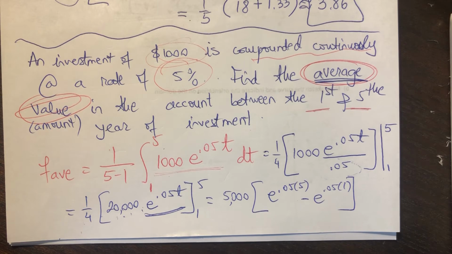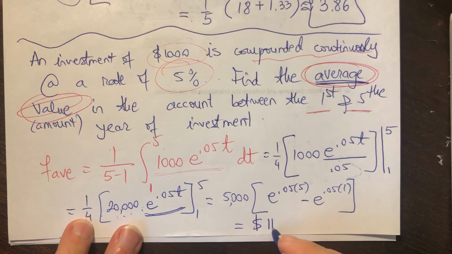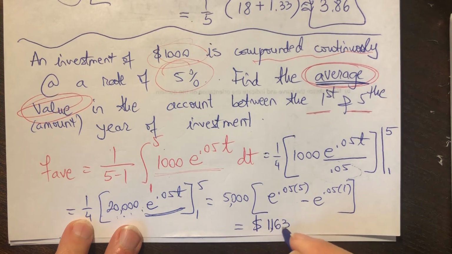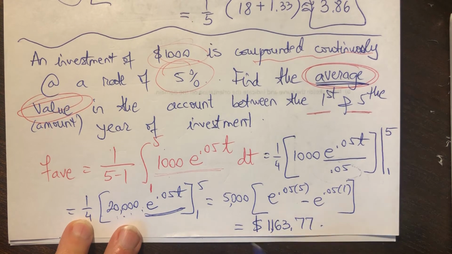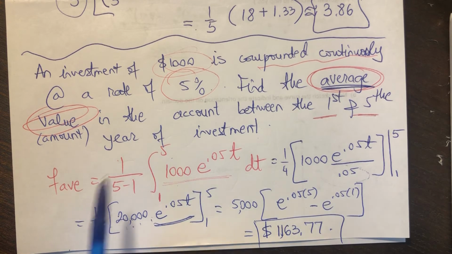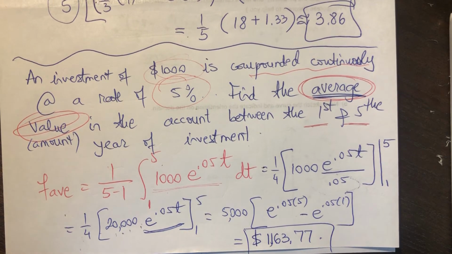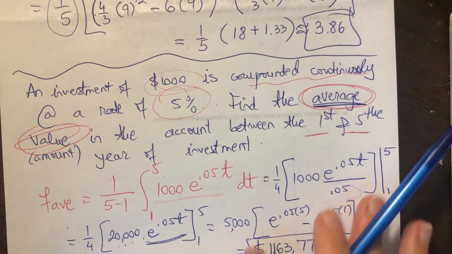So when you plug this in, you're going to find out that on average, you're going to have $1,163.77. Okay, now that's dollars, because it's the amount, and we know what this function's about, right? What the y values are. So the y values of this function is the amount of money in the account, right? So that's dollars. All right.